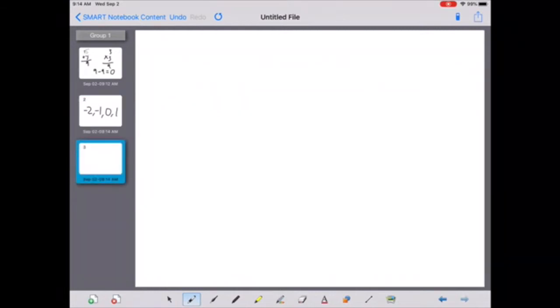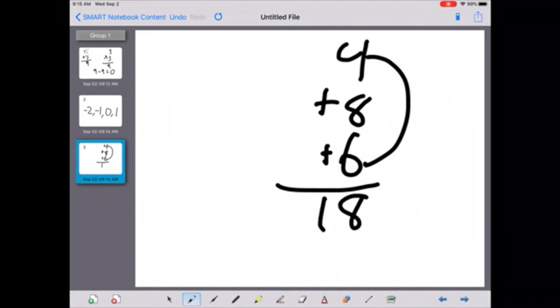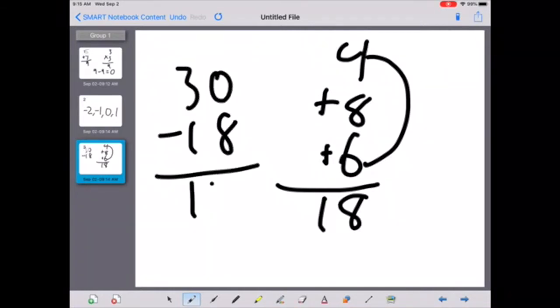Number 10. I have 4 plus 8 plus n plus 6 equals 30. Step 1, take the numbers I do know. 4 plus 8 plus 6. If I was smart, I would have probably written 4 plus 6 because that equals 10, and then add the 8 to that to get 18. Then I'm missing something in addition. To solve that, I subtract. So I got 30 minus 18 equals 12, and I have my answer of 12.